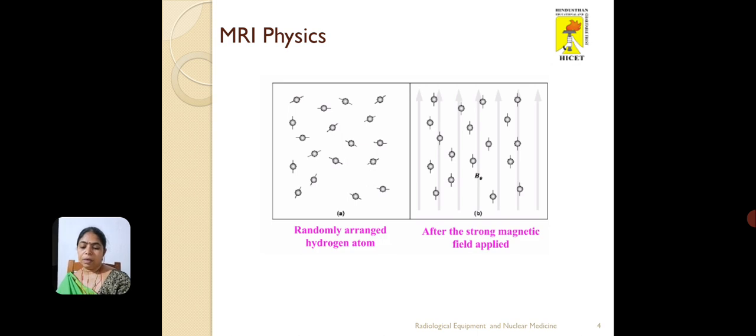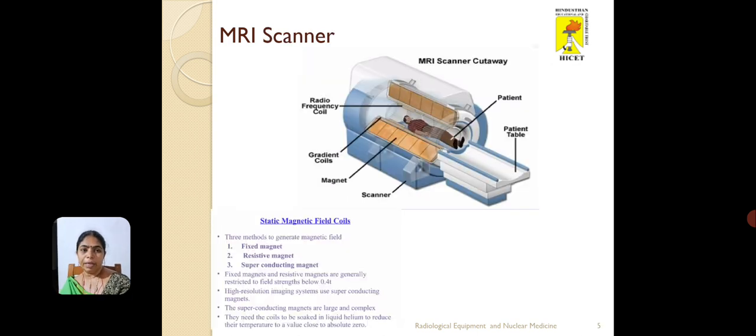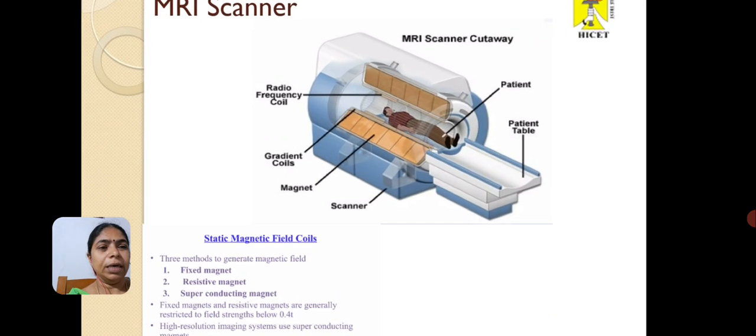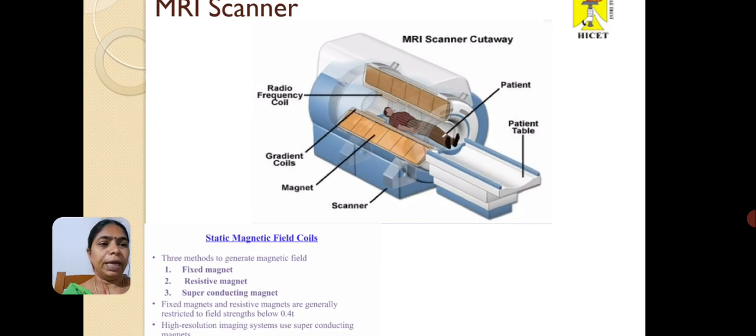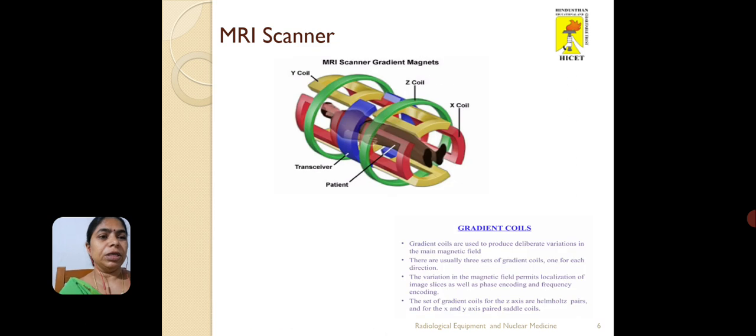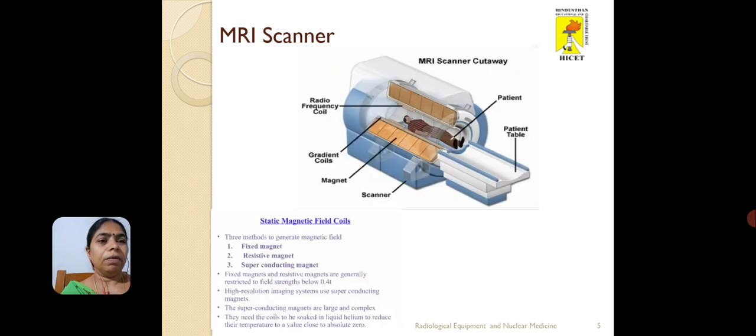Usually, this is a typical model of the MRI system. This is called the patient lying board, or we used to call this the patient table, where the patient is lying down.